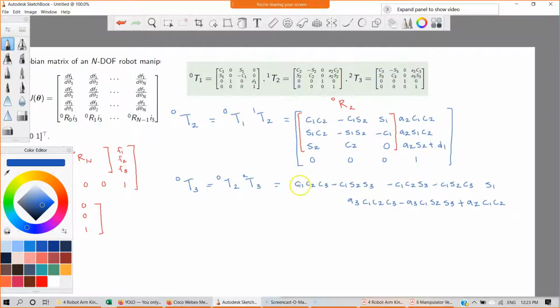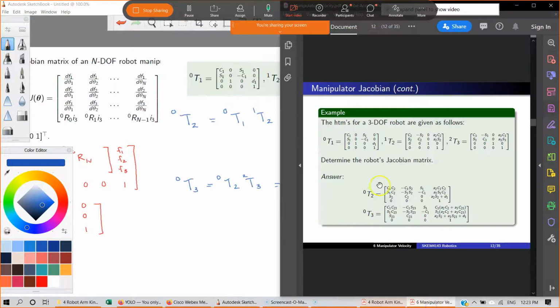This can be simplified if you notice, for example, this one, right? This is C1 multiply C2, C3 minus S2, S3, right? Does this look familiar to you? Probably it's cos of theta 2 plus theta 3. Anyway, okay. Let's check the answer. How did I simplify the answer? Oh yeah, I did simplify the answer. Okay.